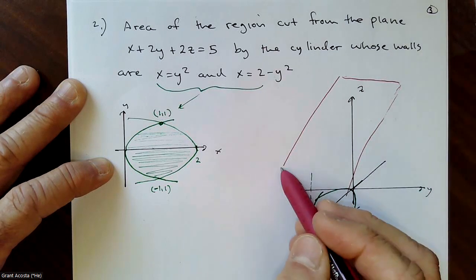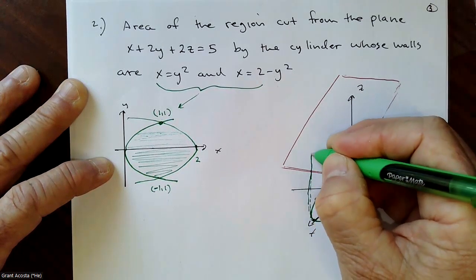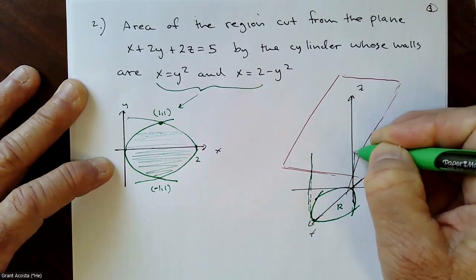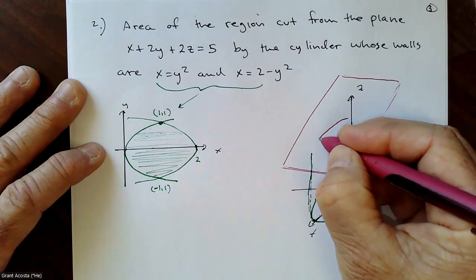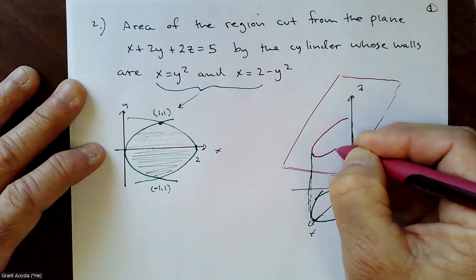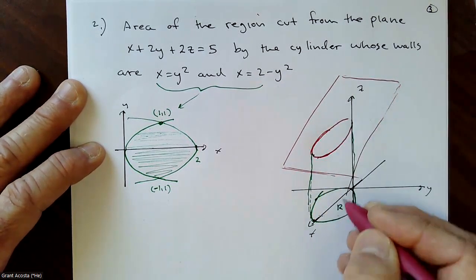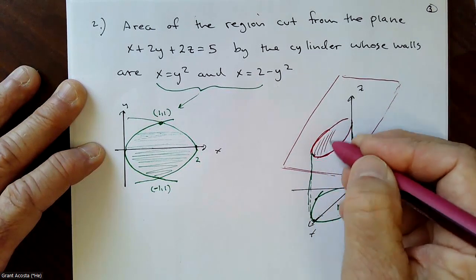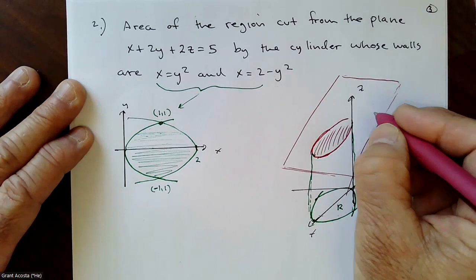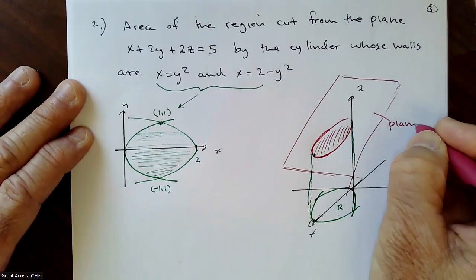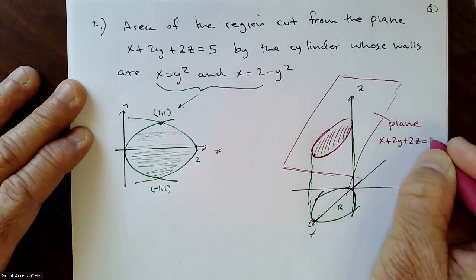What our surface is at some point, this cylinder, when I bring it up, it's going to intersect the plane. And you'll get probably the same kind of shape here. I drew it looking like a circle, but I bet it's more like the shape down here. This is what we're trying to find the area of. Here's our plane: x plus 2y plus 2z is equal to 5.